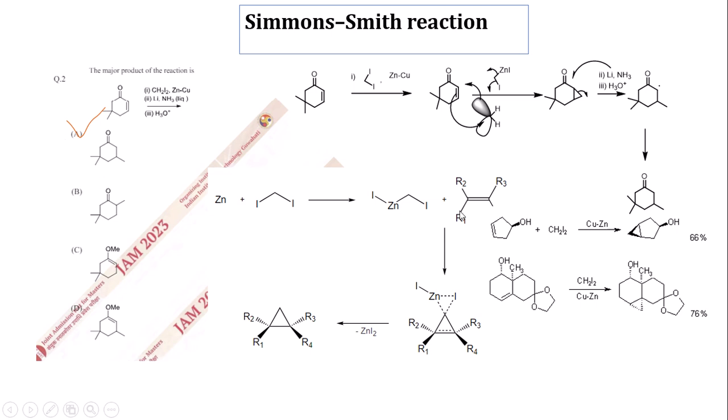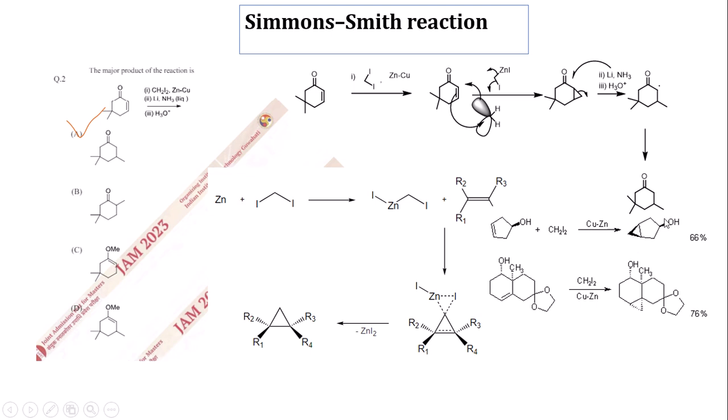And what are the stereochemical features of the Simmons-Smith reactions? In the Simmons-Smith reactions, the hydroxyl group can be on the above side or on the below side. If the hydroxyl group is present on the above side, then the cyclopropane ring must come from the above side by the coordination of the oxygen with the alkenes. If the hydroxyl group is present on the below side, then the cyclopropane is also present on the below side.